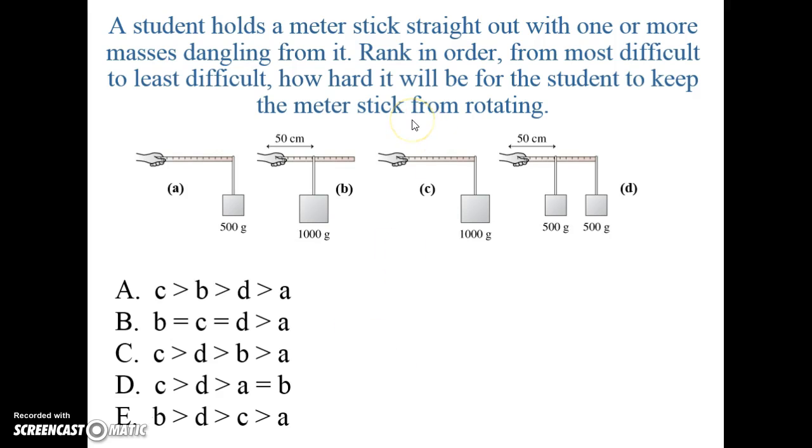So here again, a student holds a meter stick straight out with one or more masses dangling from it. Rank in order the most difficult to least difficult. Here, the 500 grams is out as far as it can be. A and B should be the same because this one's halfway in. C is going to be much larger. And D is going to have a component, the 500 is out at the end, but it also has a 500 in the middle. So C should be the biggest, followed by D, and then A and B will be equal. So D here should be the correct answer.